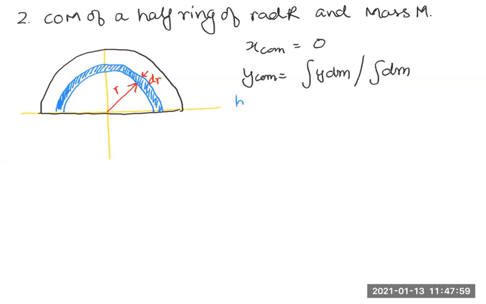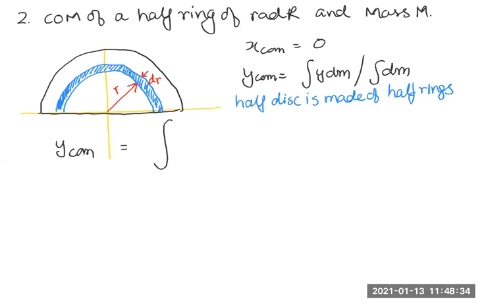So the half disk is made of half rings. Now, once I have chosen the element, everything else remains the same. I have chosen the element, I have introduced a new variable and a corresponding d term. And now I'm going to place everything in the equation for the y coordinate of center of mass.